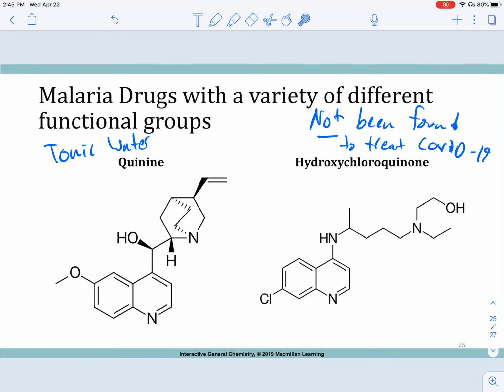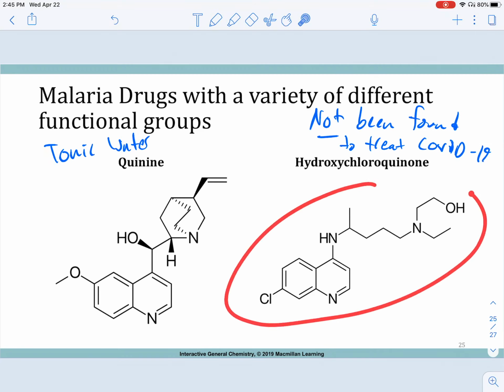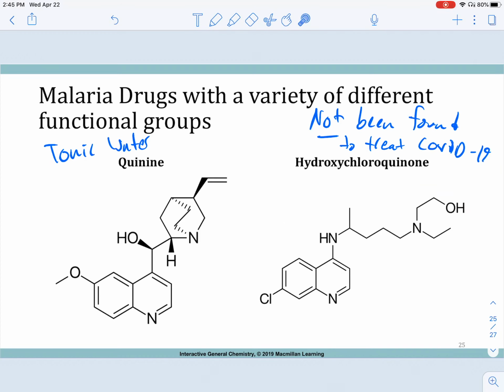Some people thought for a little while that this might be effective. So far, we haven't had any systematic peer-reviewed studies, but the studies so far show this is not a great treatment. So don't go out and buy a bunch of tonic water. Don't use this unless your doctor prescribed it. But what kind of functional groups can we see on here?